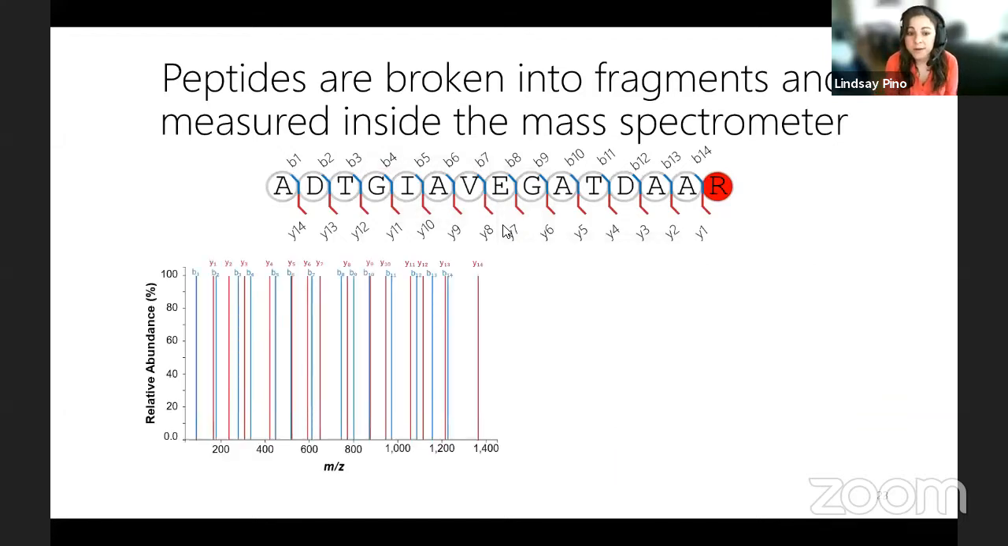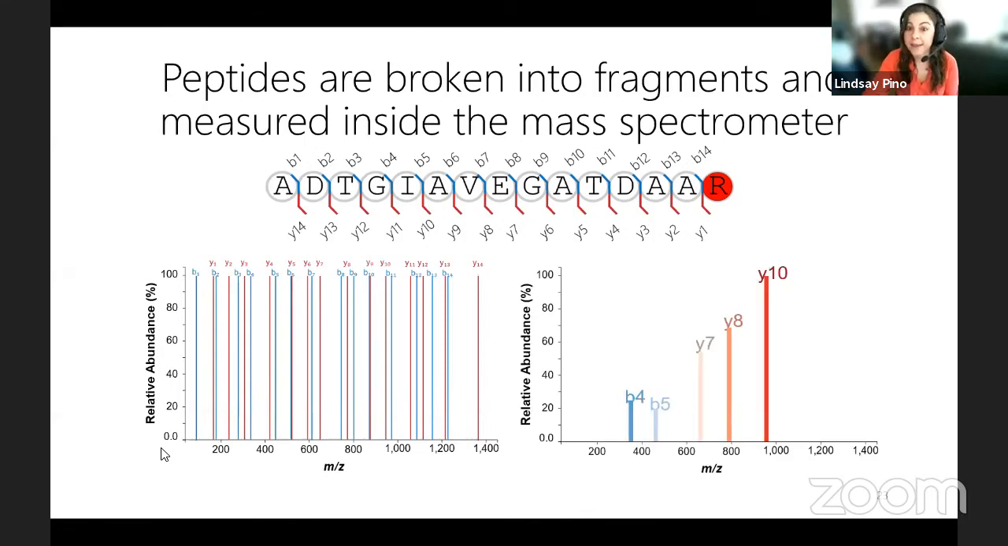In a perfect world, all of the fragments would happen equally with equal probability, and you would get a mass to charge spectrum like I'm showing on the bottom left. On the horizontal axis are the different m/z values for the different fragments that I've also noted in the picture above, the cartoon of our peptide, and then the relative abundance. So in a perfect world, every single one of these fragments would be just as likely as any other fragment. However, that's not the case.